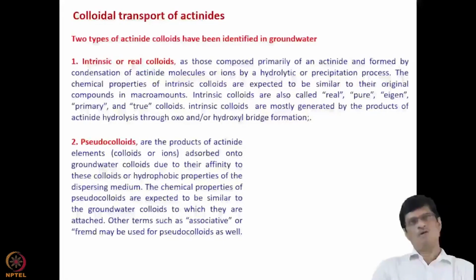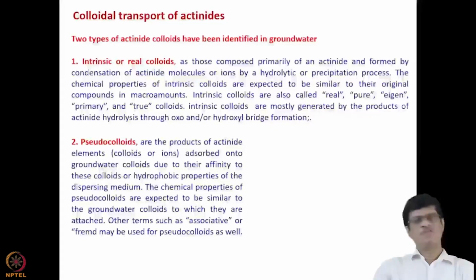Now, the colloidal transport of the actinides. There are two types of actinide colloids which are identified in the groundwater. As we already know, actinides at very high pH values undergo hydrolysis and also form polymers under the existing conditions. In those cases more than one actinide ion comes together and forms colloids. So that is called the real colloid, or some people also call it eigen or primary colloid, or even true colloid. These are basically the actinide hydrolysis products formed through oxo or hydroxo bridge formation.